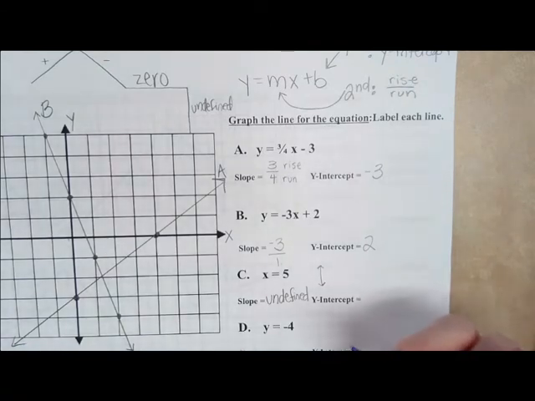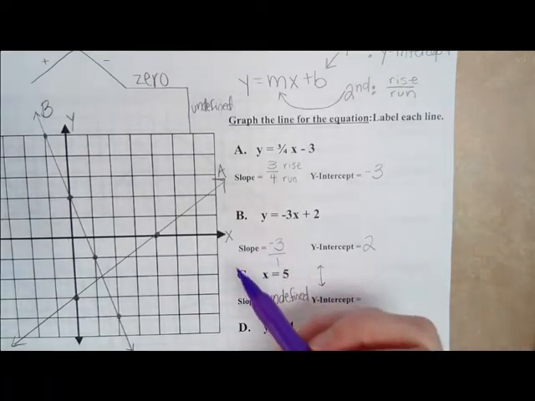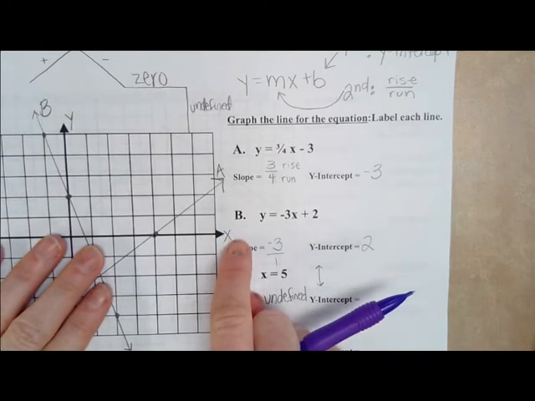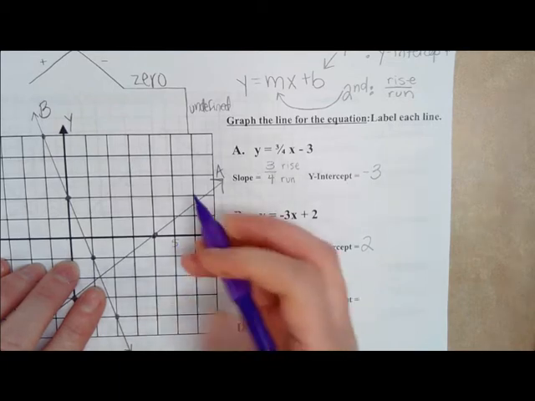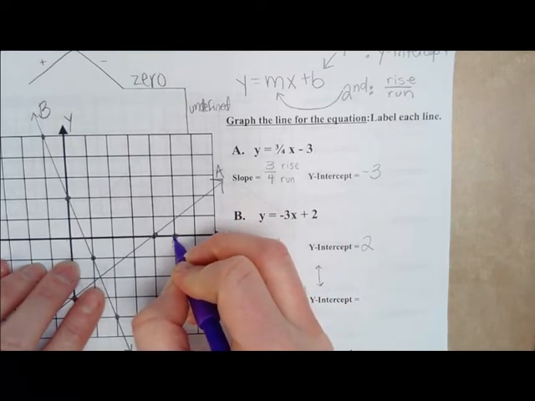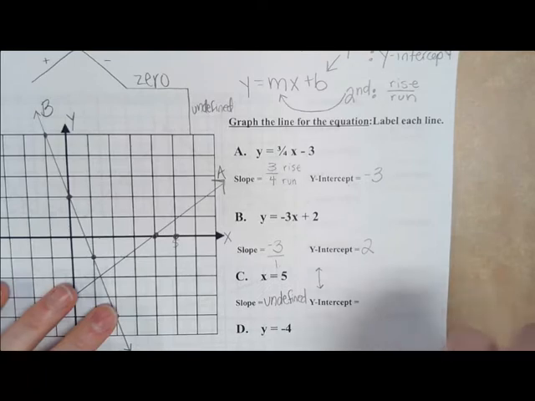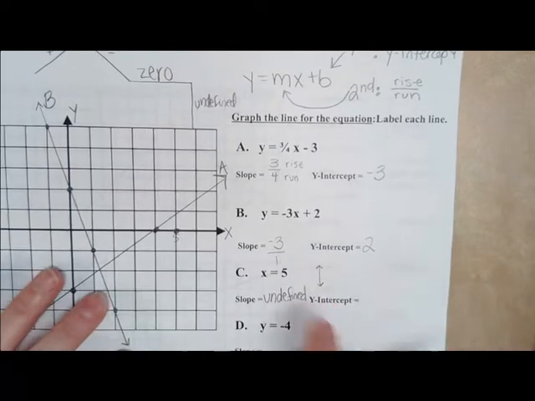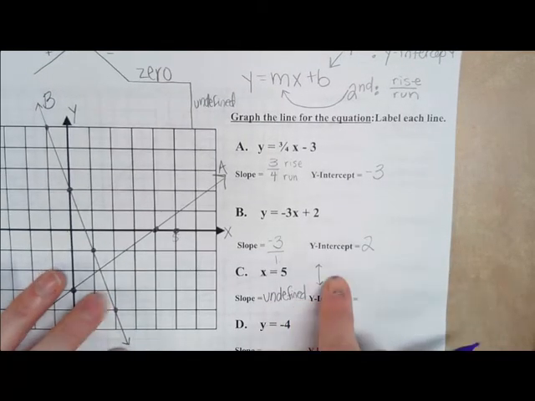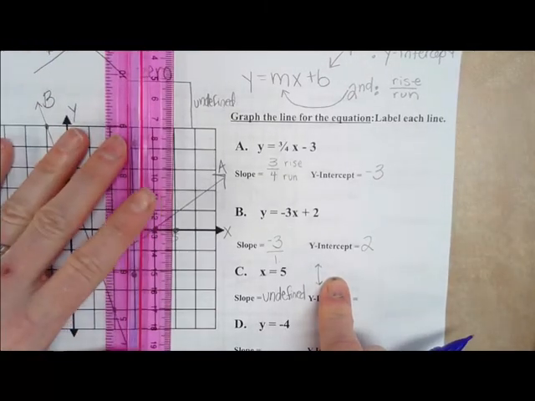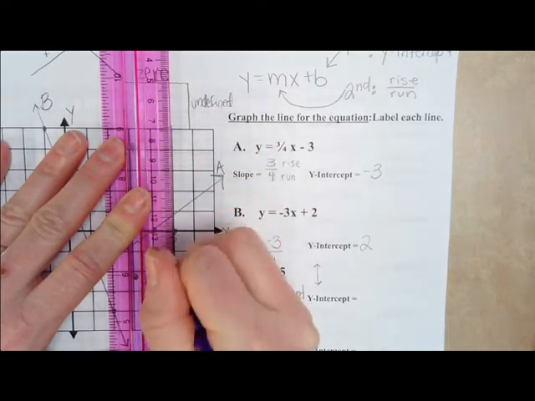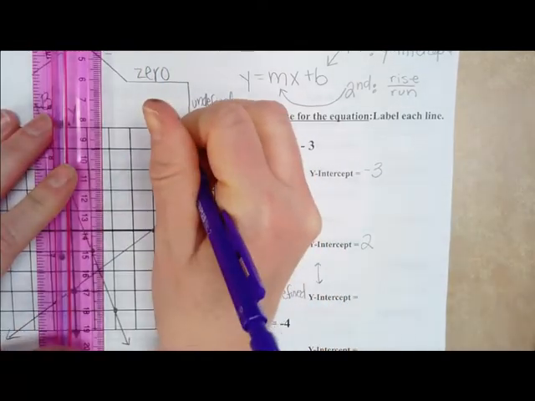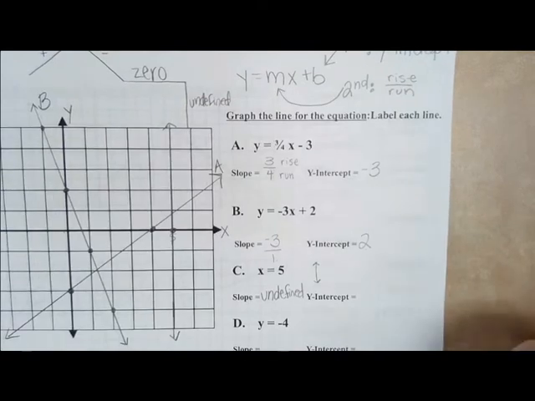So where would we find x equals 5? You'd find it on the x-axis. Where is 5? Yeah. So we're going to plot a point where x equals 5 and then draw the line that corresponds to its slope. So since it's an undefined slope, we're going to draw a vertical line. And that's labeled C.